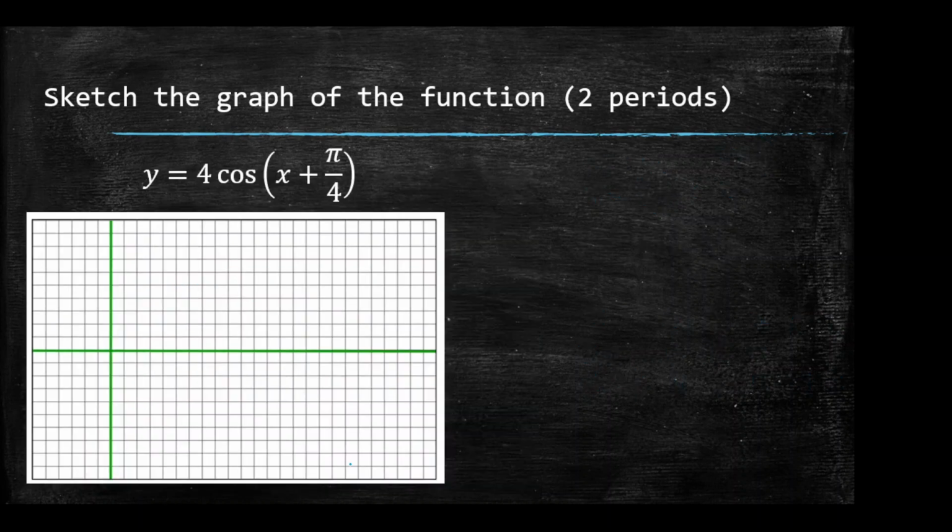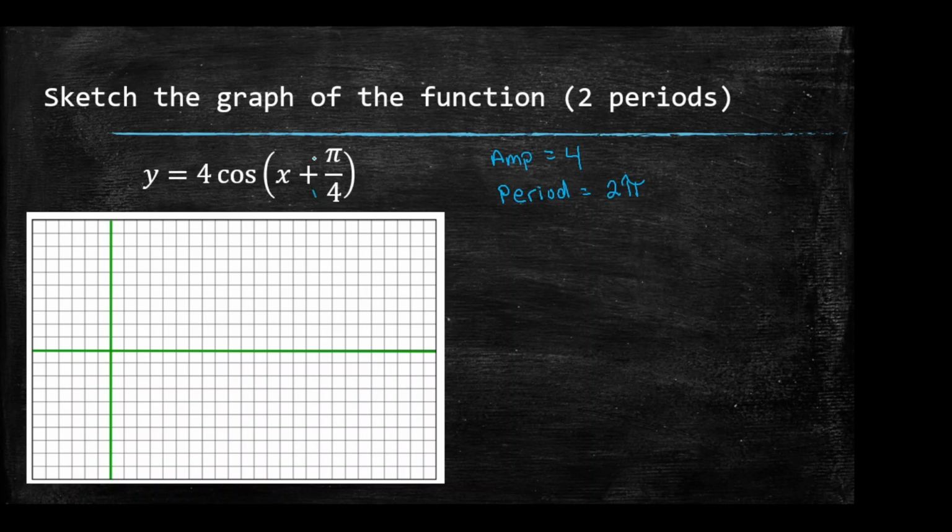All right, more shifts. So in this one, I've got 4 cosine of x plus pi over 4. So let's talk about the transformations and such. First thing is, my amplitude is 4. And my period is actually, I don't even have to do any calculations. My period is 2 pi.